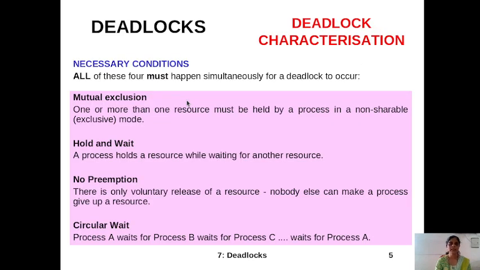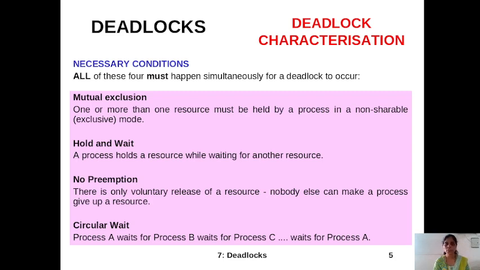So what are the necessary conditions for a deadlock to occur? A deadlock is characterized by these 4 conditions, and all of these must happen at the same time, simultaneously, for a deadlock to occur in a system. What are the 4 conditions then?